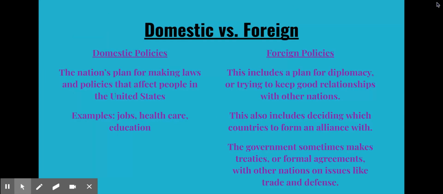First, let's discuss domestic versus foreign policies. Domestic policies are the nation's plan for making laws and policies that affect people in the United States. Foreign policies include a plan for diplomacy, or trying to keep good relationships with other nations, and deciding on which countries to form an alliance with. The government sometimes makes treaties, or formal agreements, with other nations on issues like trade and defense.